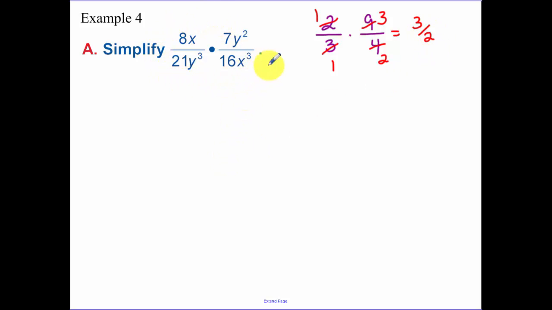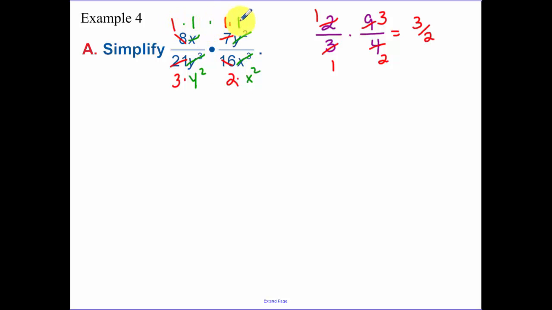The same process happens here. So cancel out common factors with your numbers. The 8 can become a 1, the 16 can become a 2. The 7 can become a 1, and the 21 can become a 3. Now remember, you're multiplying. Now let's look at what other factors I can cancel. The y to the third and the y squared can cancel, y squared to 1. Y to the third can cancel to be a y squared. X and x to the third. X to the third can become x squared. X can become a 1.